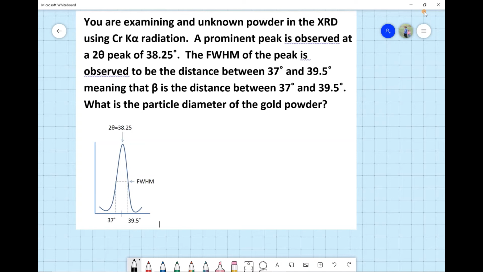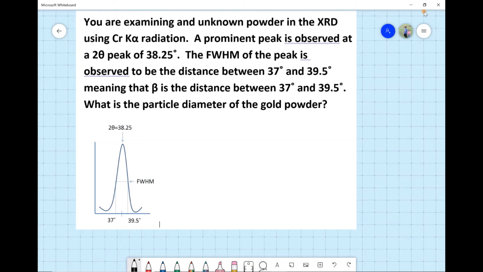A prominent peak was observed at a 2 theta peak of 38.25 degrees. The full width half maximum of the peak is observed to be the distance between 37 degrees and 39.5 degrees, meaning that beta is the 2 theta distance between 37 and 39.5 degrees. That's quite wide. What is the particle diameter of the gold powder?